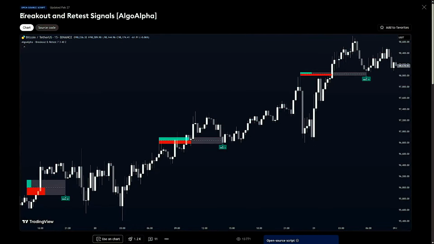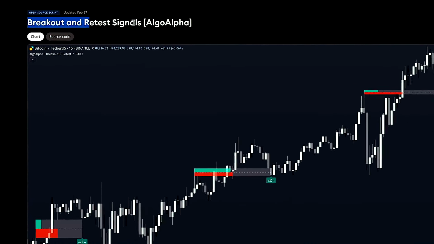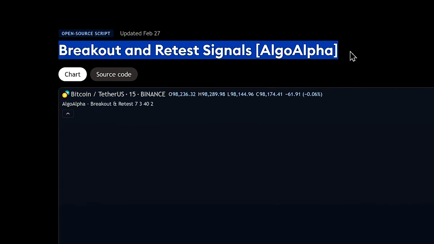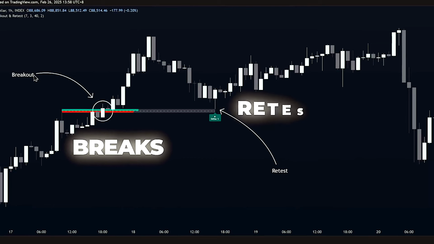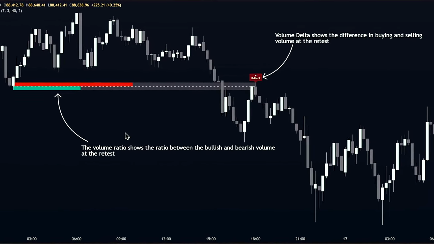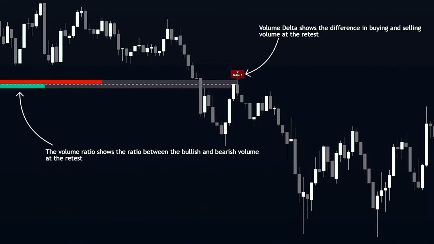In today's video, I'm going to walk you through an indicator called Breakout and Retest Signals by Algo Alpha. If you've been trying to trade using breakouts and retests, this video is made for you. We'll break down exactly what this tool is all about and how you can make it work in your strategy.